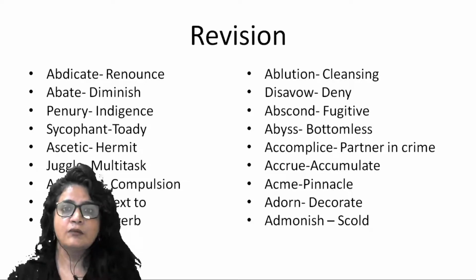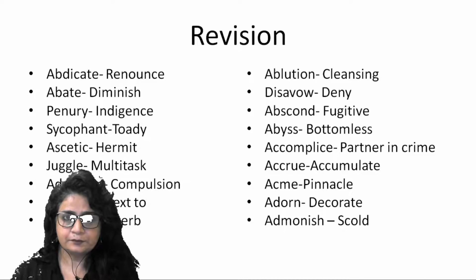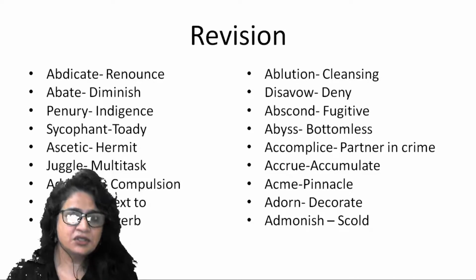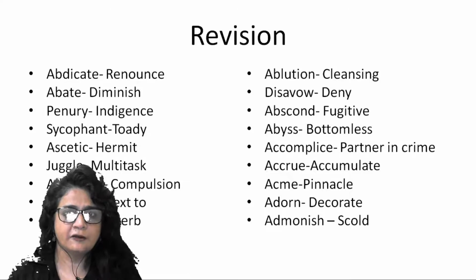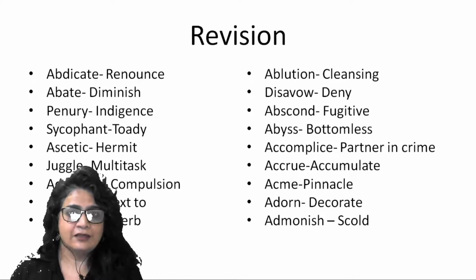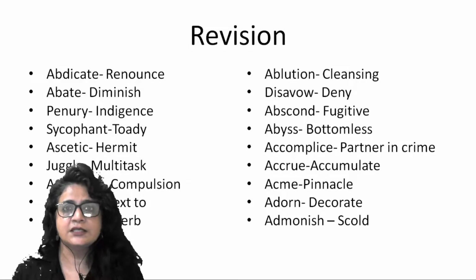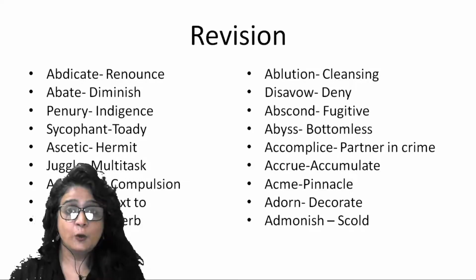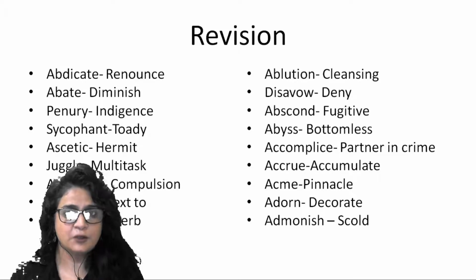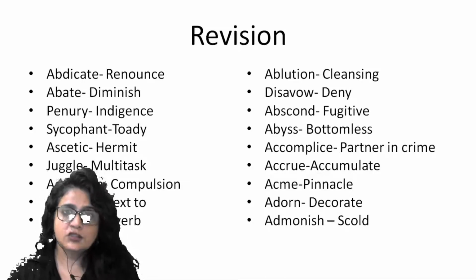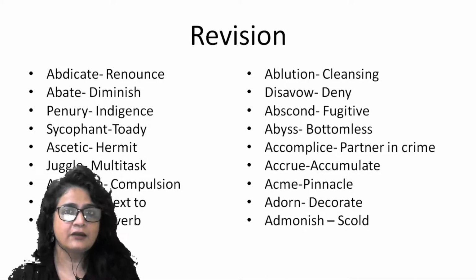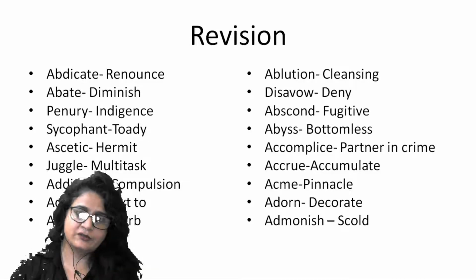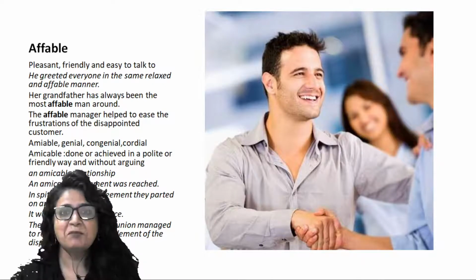Accomplice is somebody who helps you commit a crime. A person who gives you help, suggestion, and all kinds of cooperation to commit a crime. Accrue is to gather something over a period of time. So accumulate is accrue. Acme is the highest point. Perfection. Adorn is to decorate. Remember the picture of a beautiful lady adorning herself with those flowers. So adorn is to beautify. Adorn is to decorate. Admonish is to scold. Scolding at the same time giving somebody warning that this should not be repeated. So that is admonish. Alright, now let's start with today's picture.